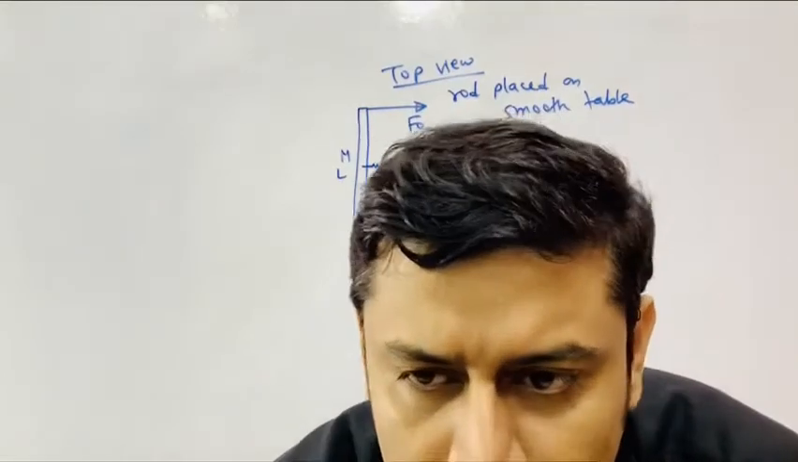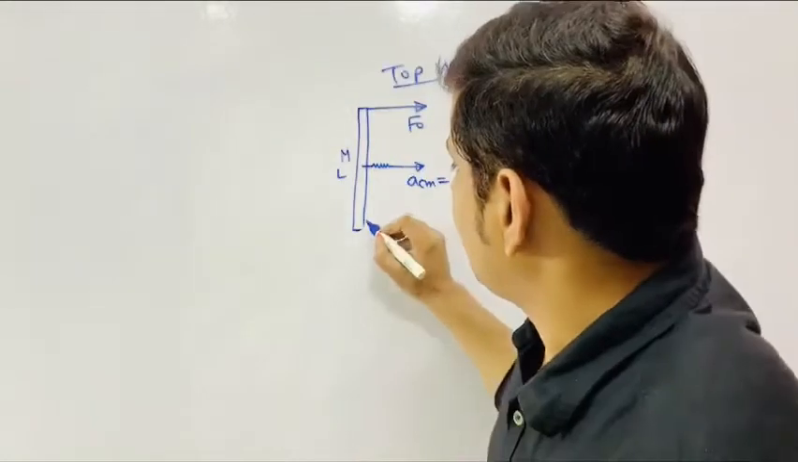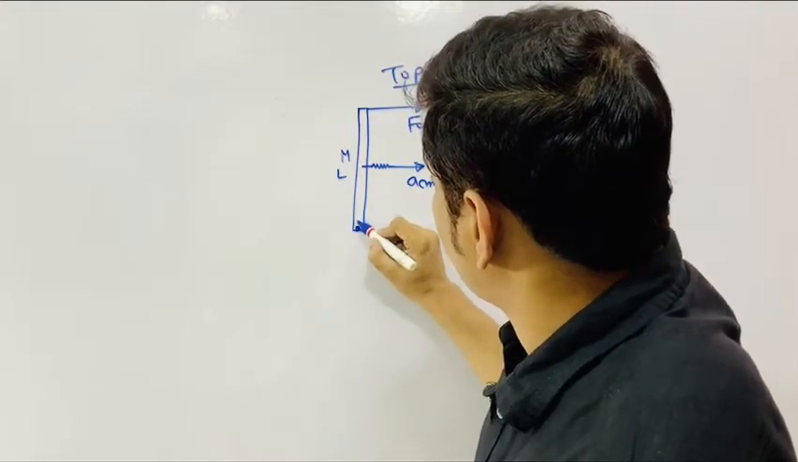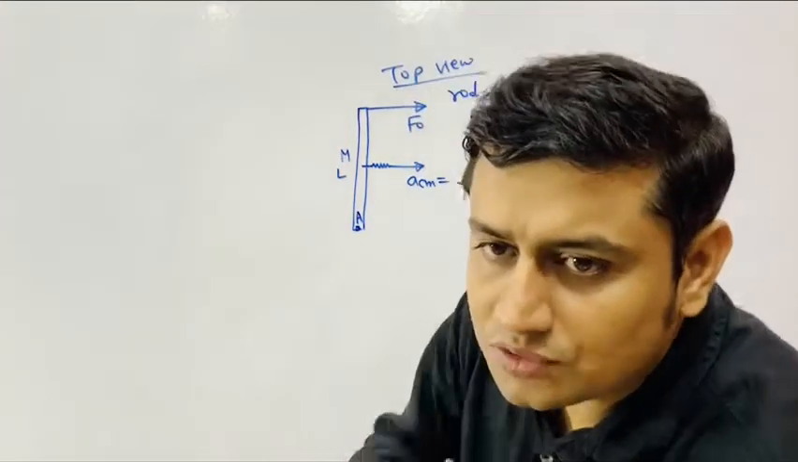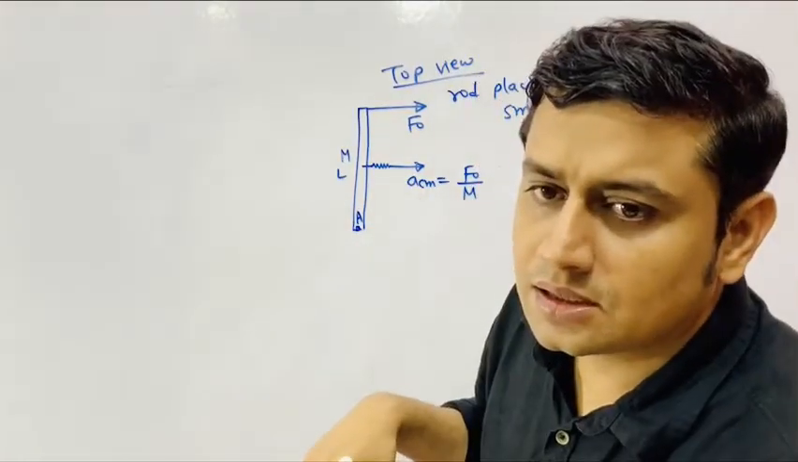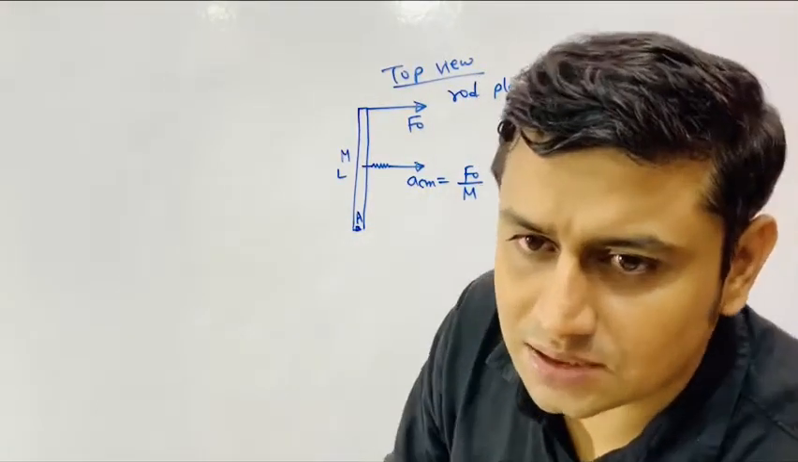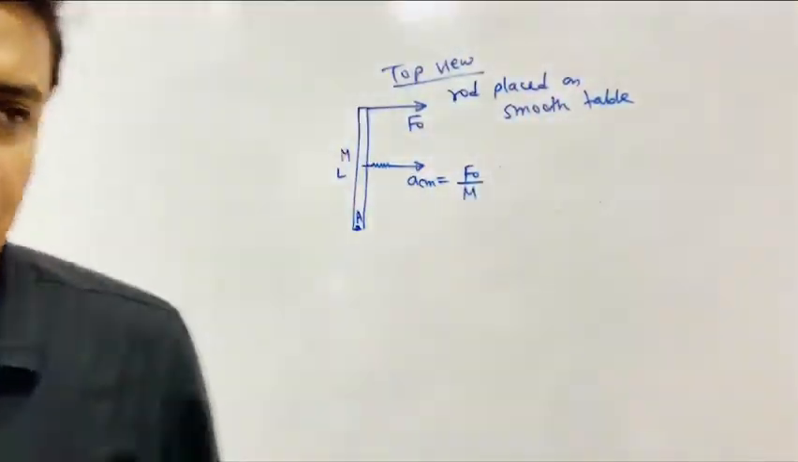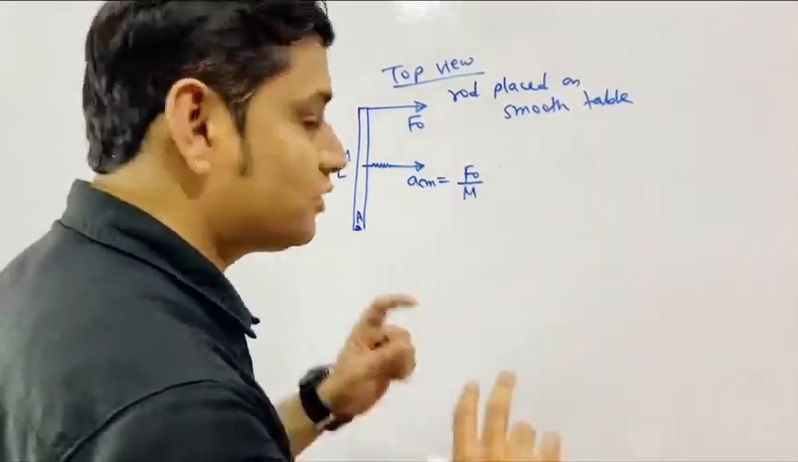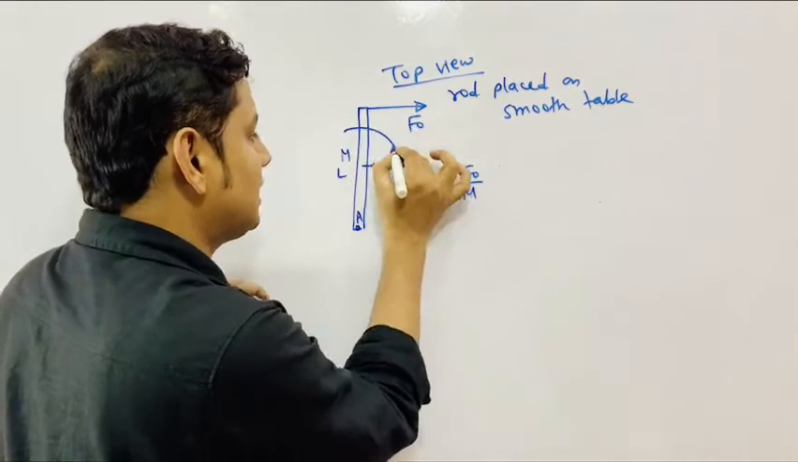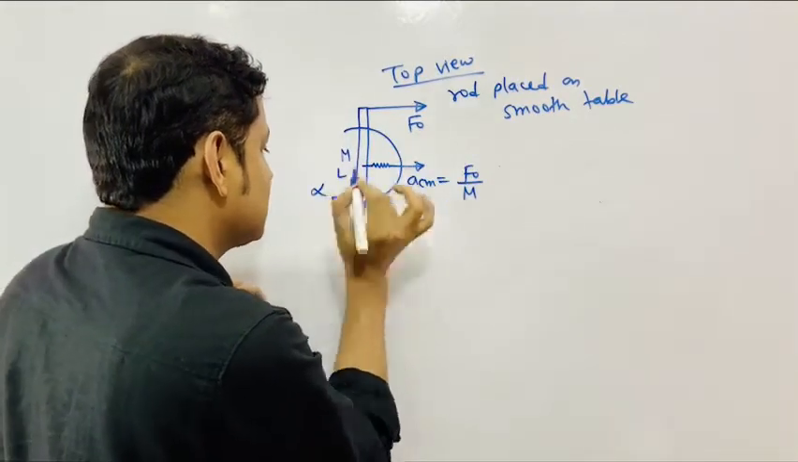Why should I go for the center of mass axis? Why should I not go for the lowermost axis? Can I find torque about this point or torque about this point? Take a point A, the bottom end of the rod. Why should I take torque about the center of mass? That is easier. Basically, that is easier. Let me explain why. First of all, the acceleration of center of mass is this, and let us suppose this angle is alpha. Angular acceleration is alpha.